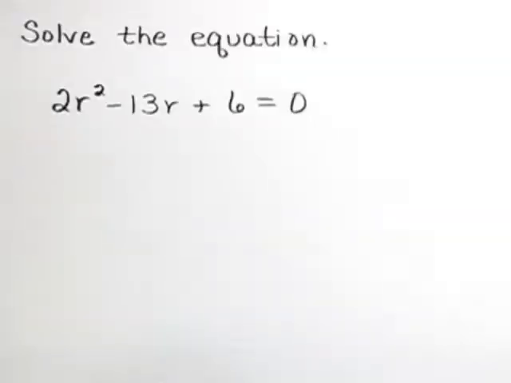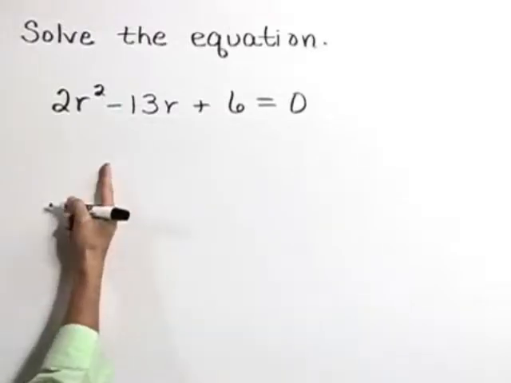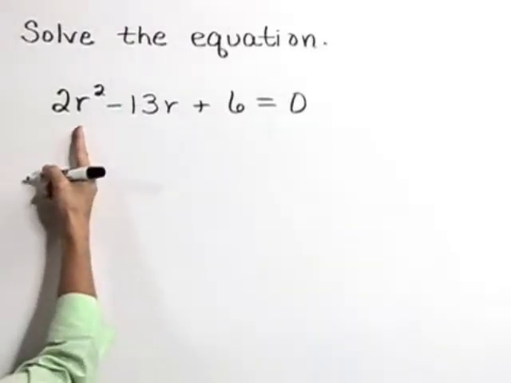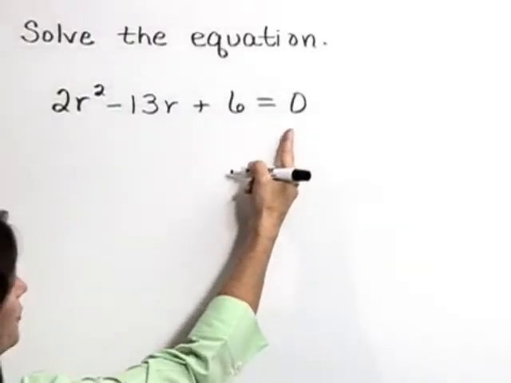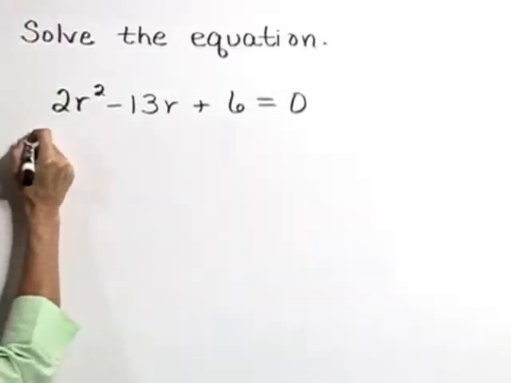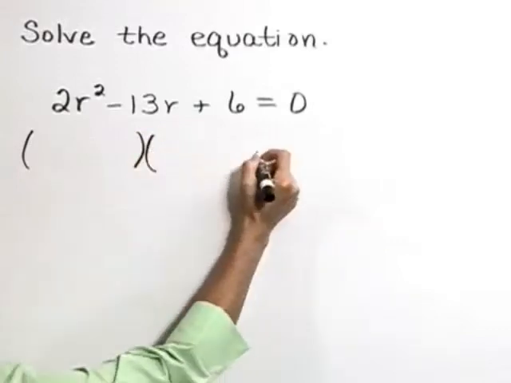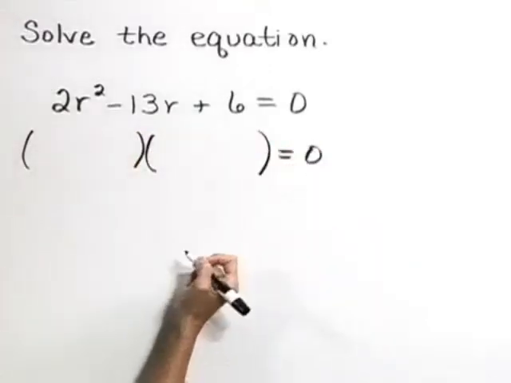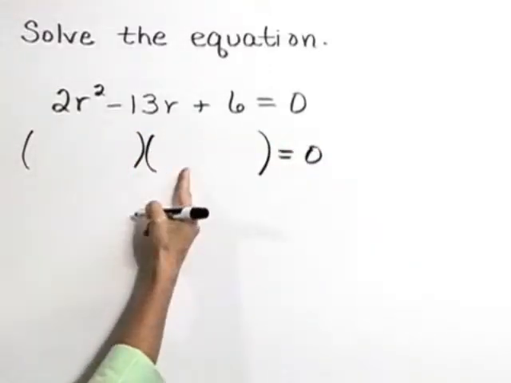Solve the equation 2r squared minus 13r plus 6 is equal to 0. Here we have a quadratic equation that is in standard form. So let's go ahead and factor this left-hand side using trial and error. If it factors, it's going to factor as two binomials.